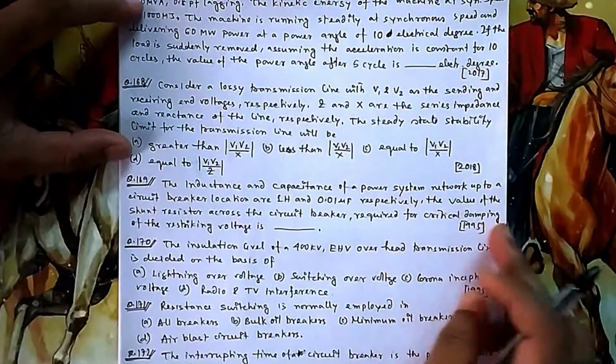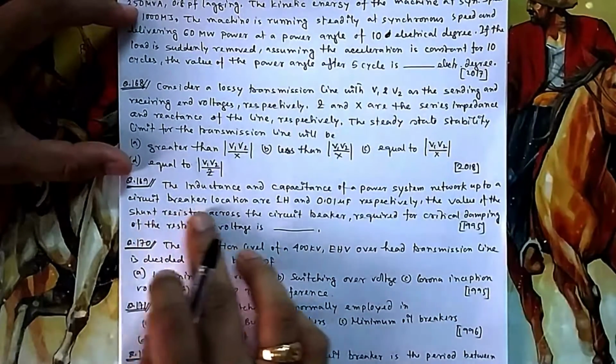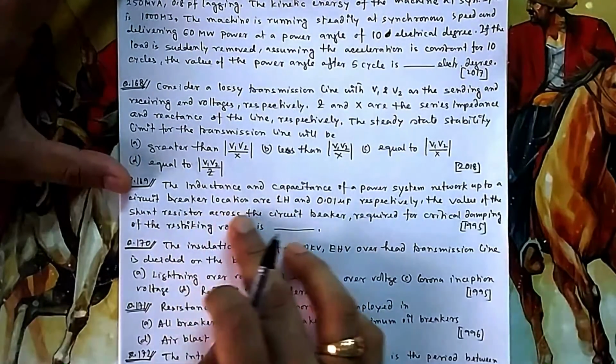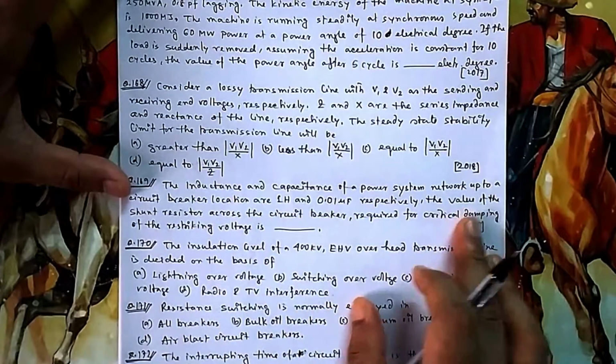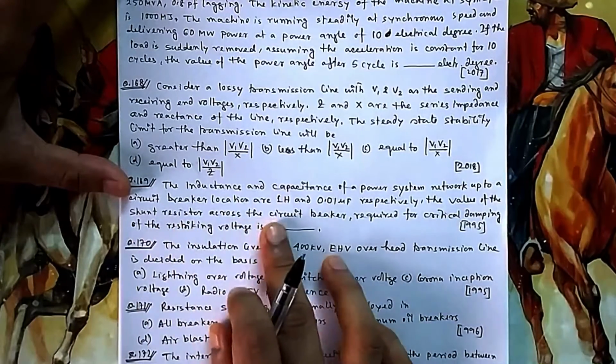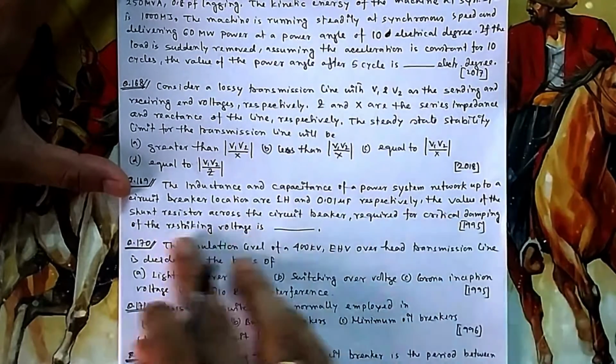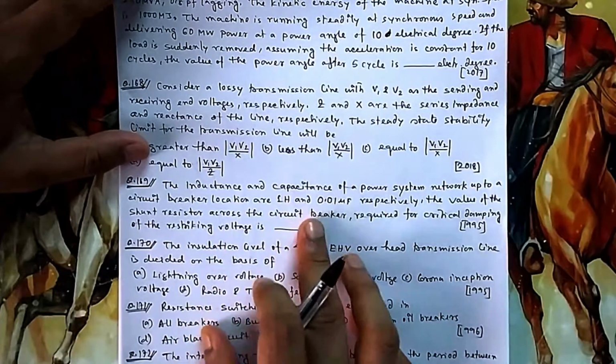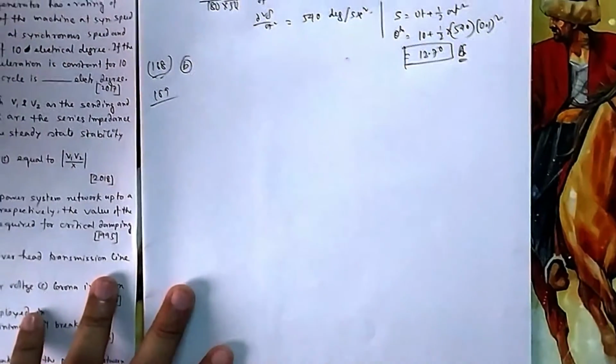The inductance and capacitance of the power system network up to the circuit breaker. So it is related to switchgear now. Locations are this much respectively. The value of the shunt resistor that is connected across the circuit breaker required for critical damping of restriking voltage. Why is this shunt resistor across the circuit breaker required?